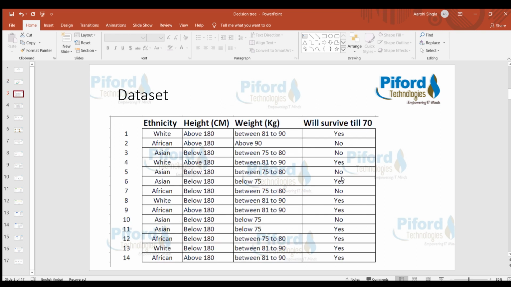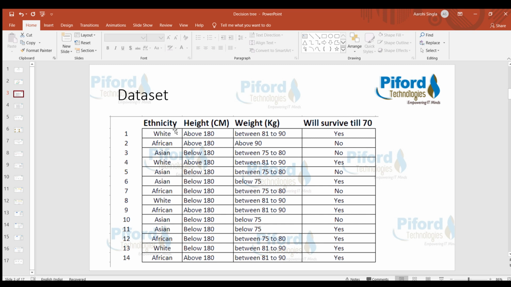So this is the data set which I'll be discussing with you today for creating a decision tree. We'll be solving the math also on this data set only. So let's see this data set. In this data set, we have 4 columns: ethnicity, height, weight, and will survive till 70. So in this particular data set, what we are doing is on the basis of ethnicity, height, and weight, we need to predict whether the person will survive till 70 or not.